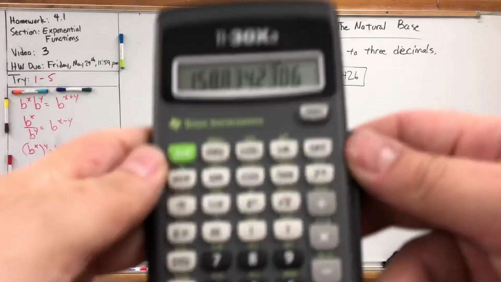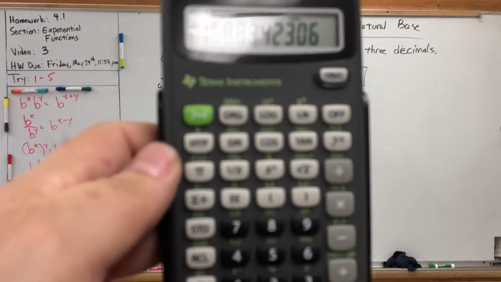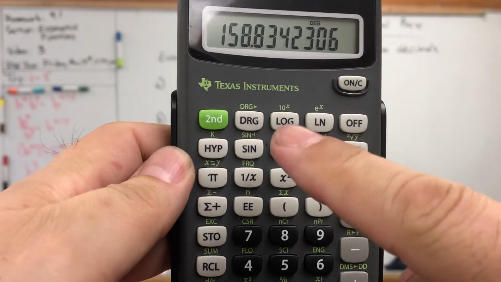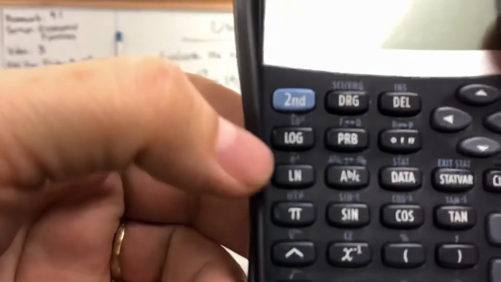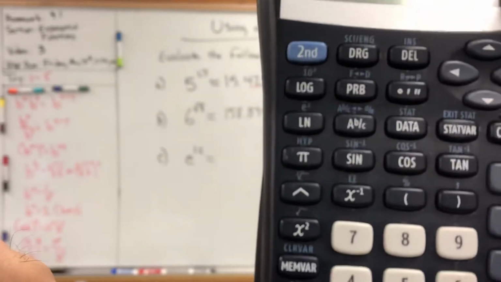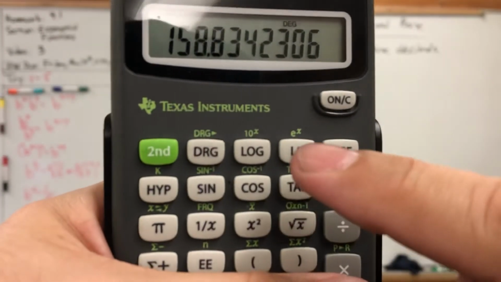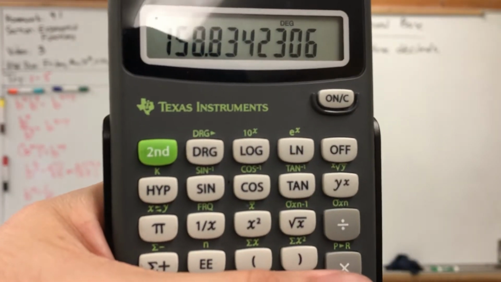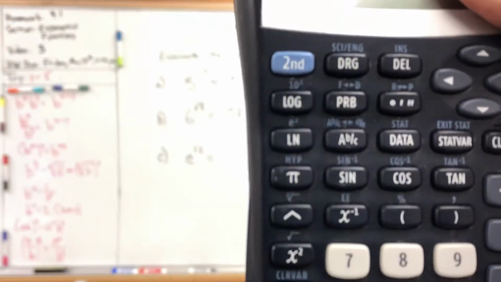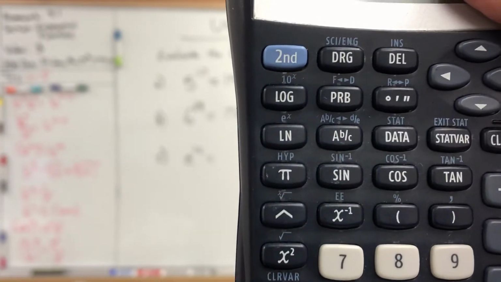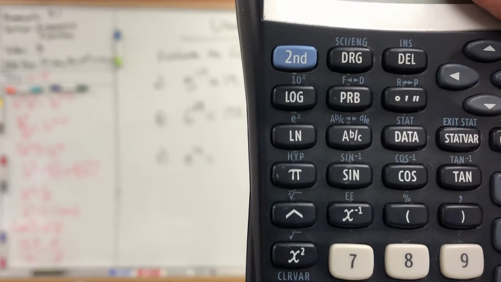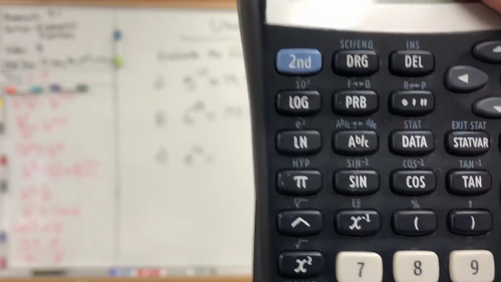I think I said this already in this video, but if your calculator doesn't have a log button and an ln button, over here on this one, you need to get one that does. Because if you notice above the ln button, it says e to the x power. The main reason is e to the x and ln are inverse functions, but we'll have that discussion later.